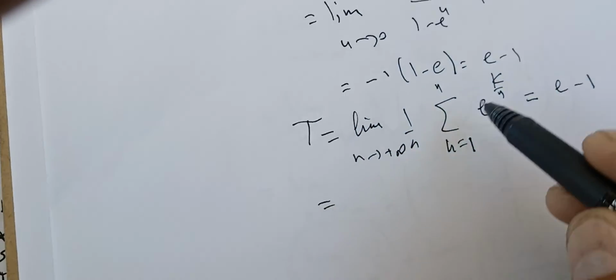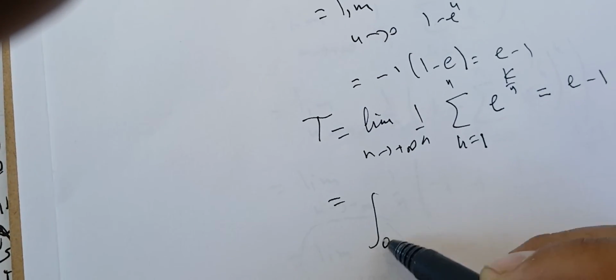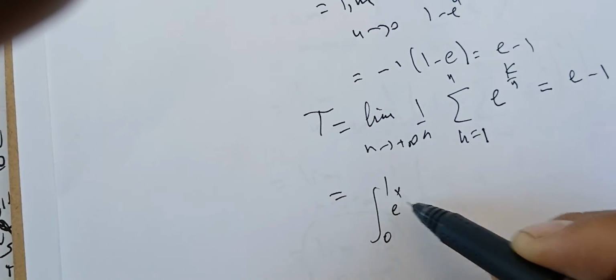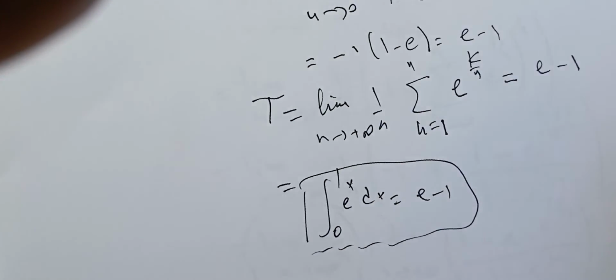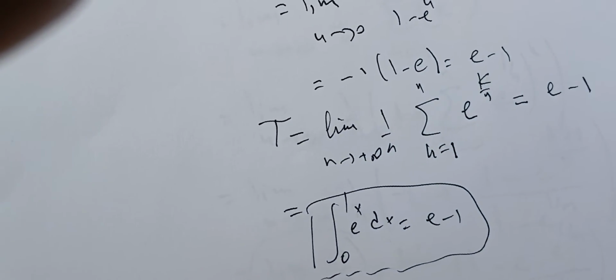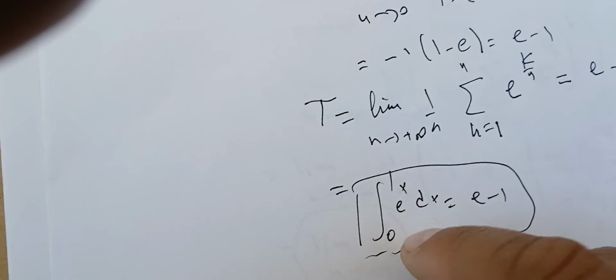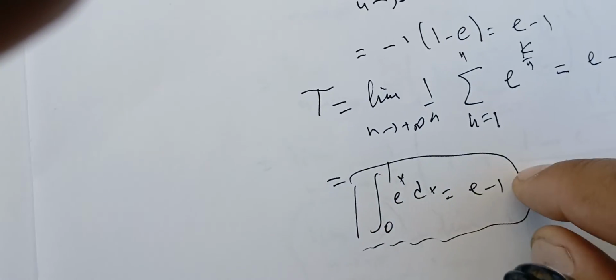So we have found this limit. And we said this limit is the integral, the right Riemann sum. It's the integral of e to the x dx, which is e minus 1. So we have proved both ways, the right Riemann sum and the left Riemann sum, both equal e minus 1. And therefore, this integral is equal to e minus 1.